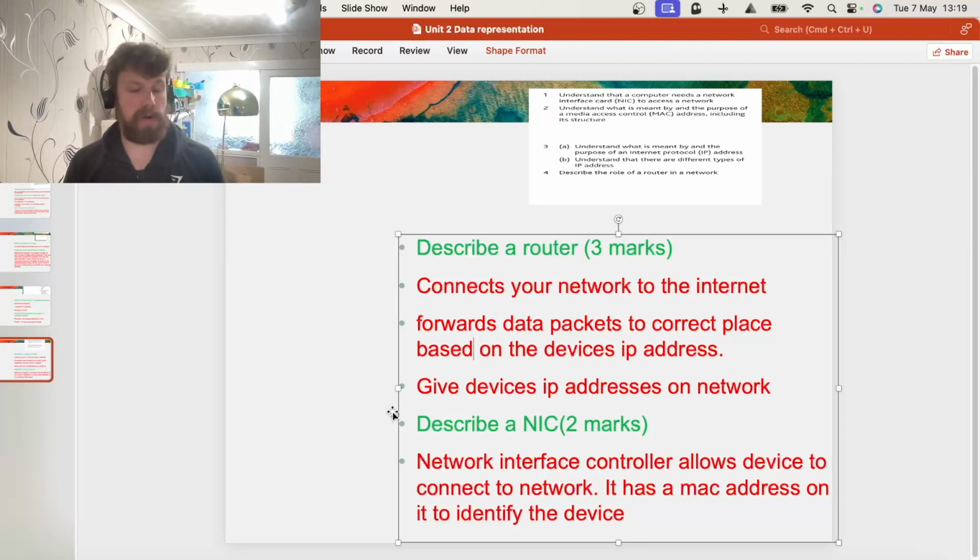And then finally, just going over the NIC, this allows your device to connect to the network, and it's something that is within your device, so your laptop, your tablet. And this has a MAC address in it, which allows your device to be uniquely identified on the network.